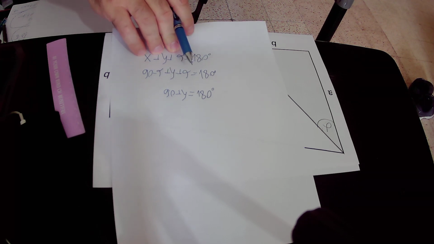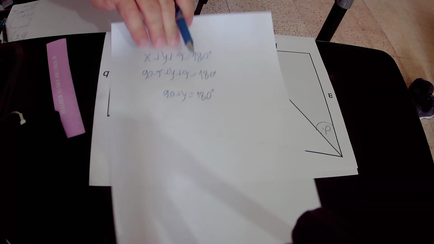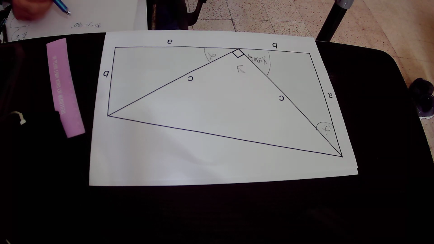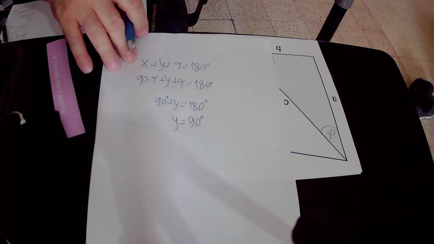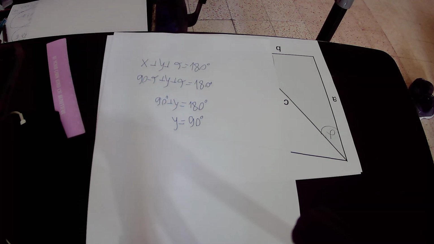We will subtract 90 degrees from both sides of the equation. So y equals 90 degrees.